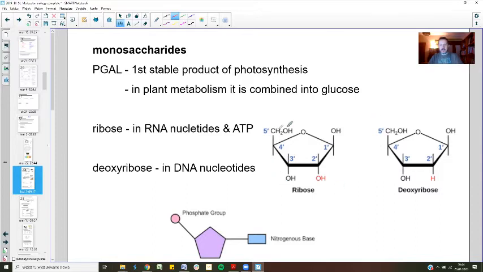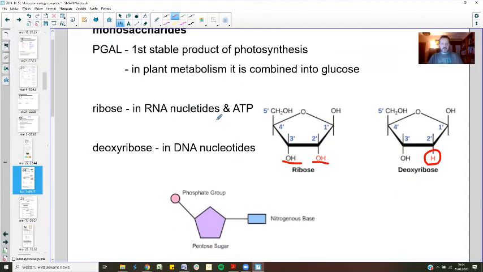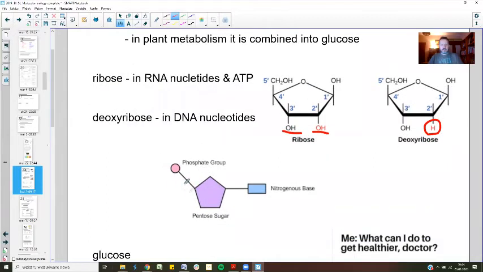Here you can see the structure of ribose, with a very specific arrangement of hydroxyl groups at carbon number 2 and carbon number 3. Deoxyribose is very similar to ribose. However, the only difference is that it lacks the hydroxyl group at carbon number 2. There is only hydrogen here. If you wonder what a nucleotide looks like, here you can see the nucleotide, the basic unit of a nucleic acid, with a phosphate, pentose sugar, and nitrogenous base. However, nucleic acids will be described in one of the next topics.